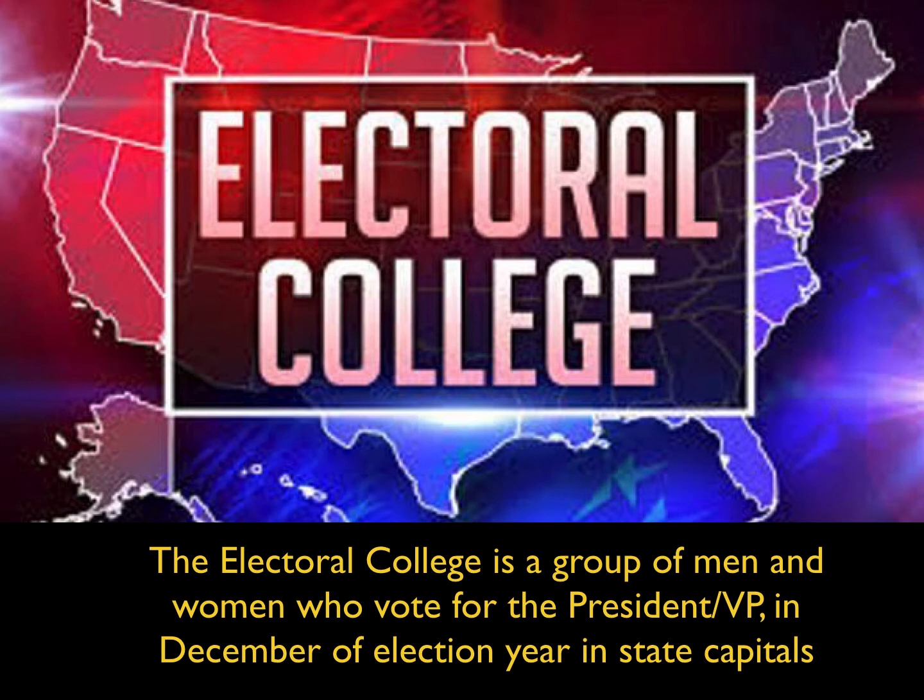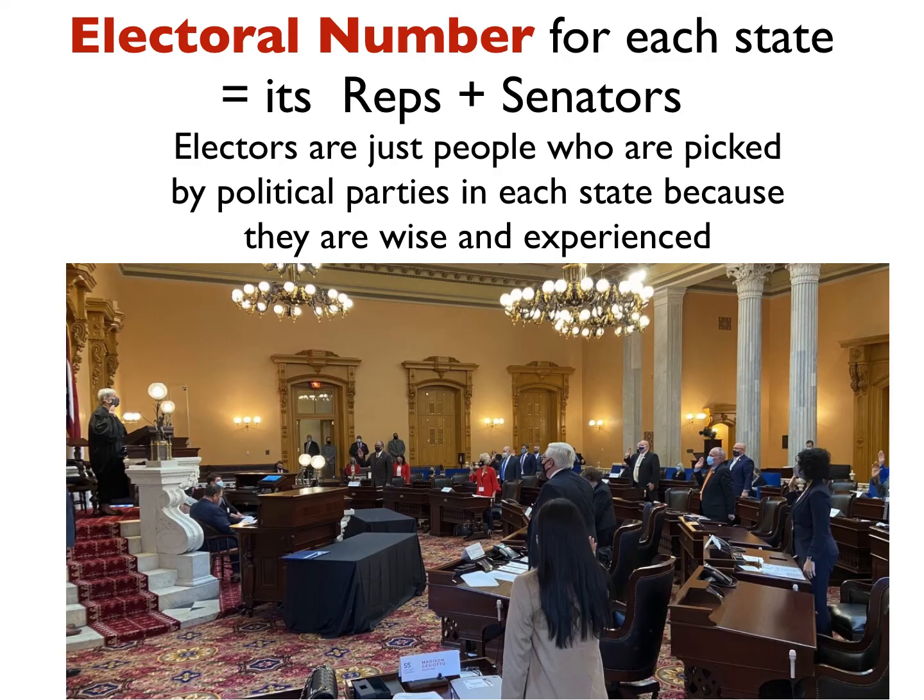Okay, so it's just a group of people. Maybe it's helpful to just kind of see them, right? This is the electors meeting in Columbus. So the electoral college are just people. They come and they cast their votes.